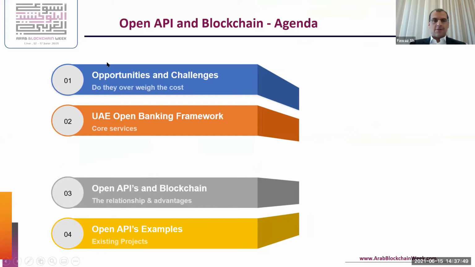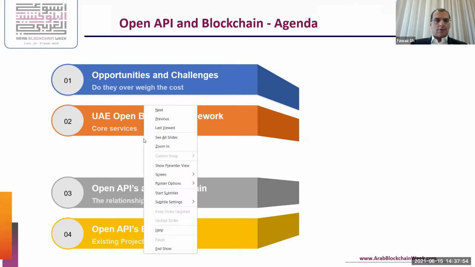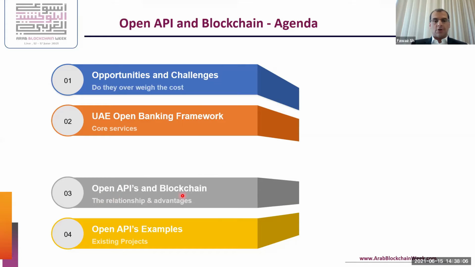Okay, so the agenda for this session: I'll talk about the opportunities and challenges in open APIs. Then I'll talk about the UAE open banking framework and the regulation behind it. Number 3, the relationship between open APIs and blockchain, and specifically the advantages of using open APIs and blockchain for you as an enterprise or as a fintech startup. And then section 4, we'll talk about open API examples, and the advantages of leveraging them in terms of fintech and startups, for your organization.